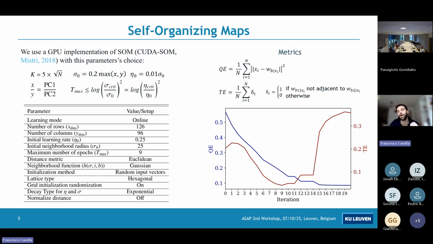What is an error? An error is when you have your best matching unit, which is the neuron closest to your input data, and then the second best matching unit has to be in the neighborhood of that neuron. If it's not, then that's an error.